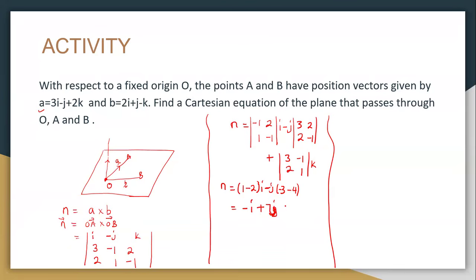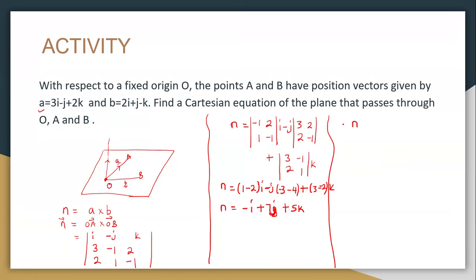Then in the K, we shall have 3 minus, which is 5 in the K. Which is 5. Okay. Thank you. So this is our normal. So the next thing we do is we go on and find out what our equation is.